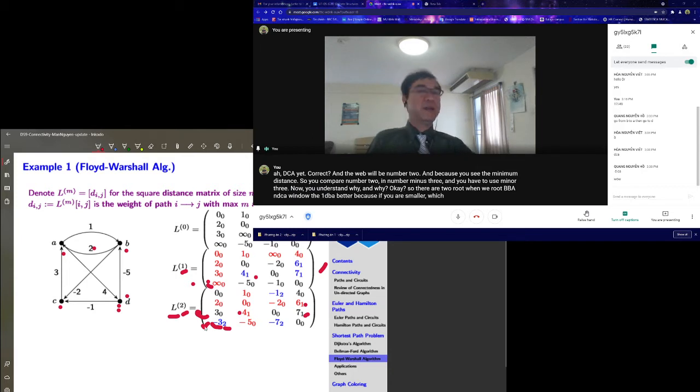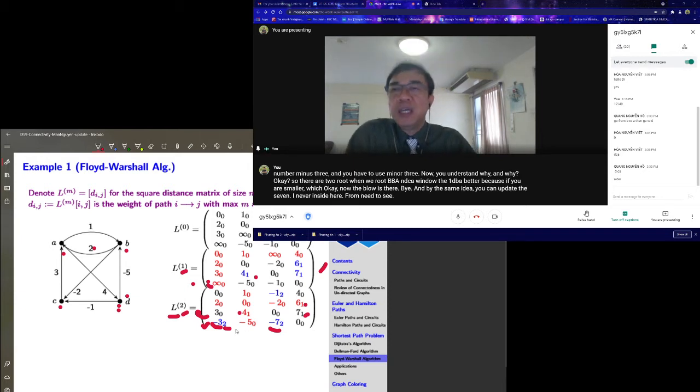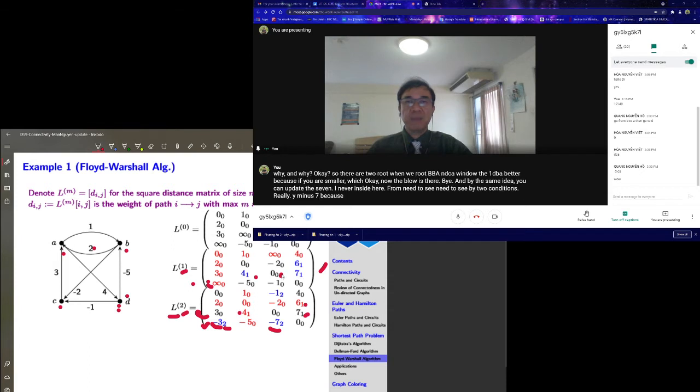Okay, now the blue is there, 5, and by the same idea you can update the 7, -7 inside here from D to C by 2 connection. Really? Why -7? Because before that you get number 0. Well, yeah, you can go up again, DBC, right? DBC give you number -7, the root DBC, you see.